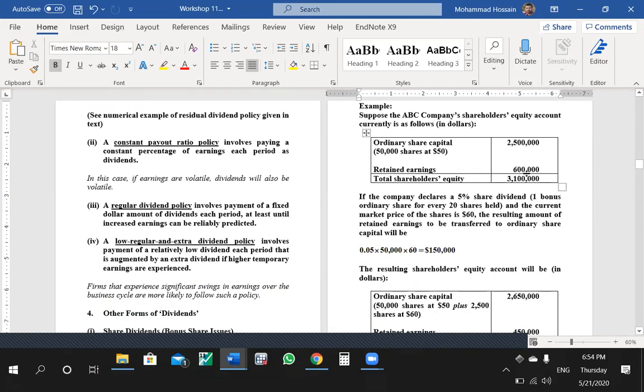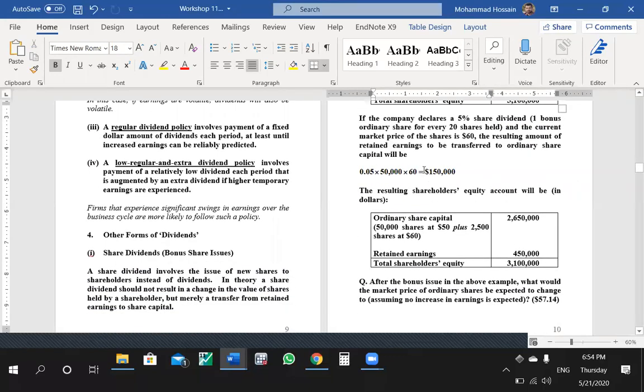They showed one example in here. Suppose this is the situation of the business. Ordinary share was 2.5 million, and retained earnings is $600,000. Total shareholders' equity is $3.1 million. Company declares a 5% share dividend, one bonus ordinary share for every 20 shares held. So all those people who have 20 shares will be given one share.